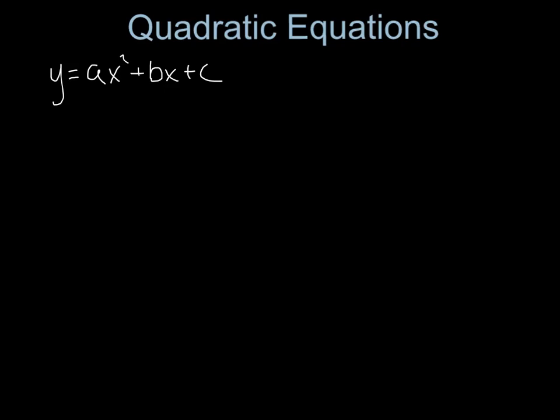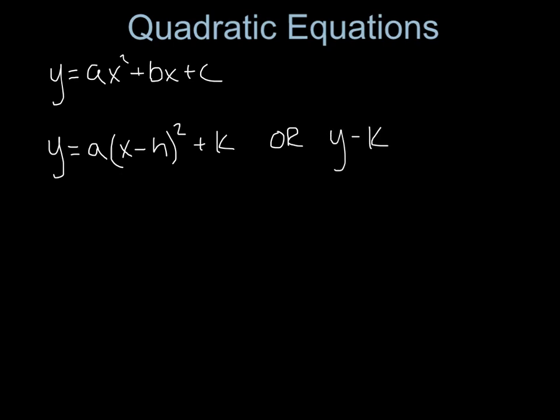And what we've learned since has been the vertex form of a quadratic, rather. And that looks like this. y equals a(x minus h) squared plus k, or we can look at it as y minus k equals a(x minus h) squared. These both say the same thing. I've just moved the k from one side to the other. The book, I believe, uses this form, but I'm going to use them interchangeably because they're essentially the same thing.